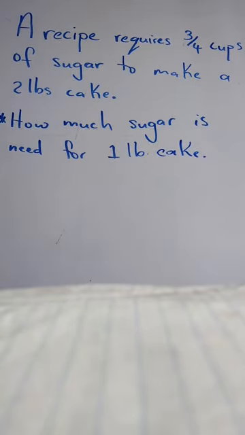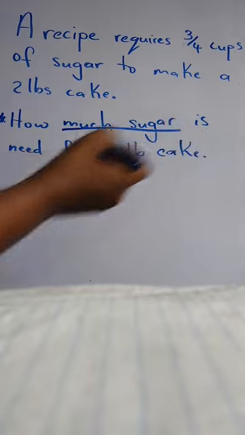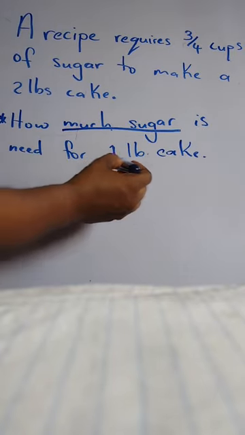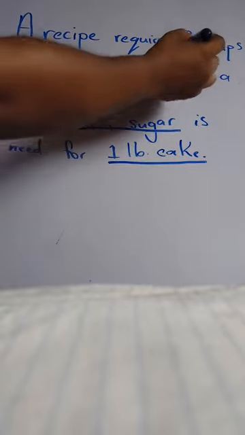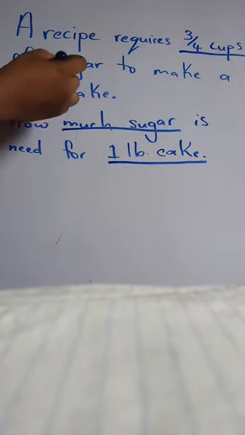First of all, when we do reasoning and problem solving, we look at what am I asked to do? What do I want? I want to know how much sugar for a 1 pound cake. That's what I want. Then I look at what do I know. When we try to solve problems, we try to connect our unknown to our known. We know that 3/4 cups of sugar will make a 2 pound cake.